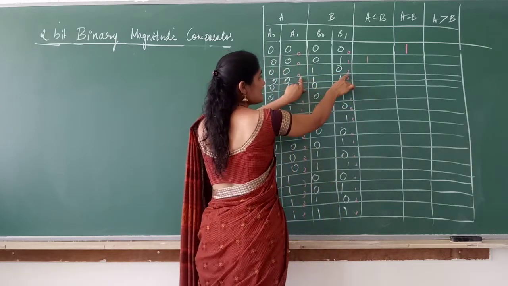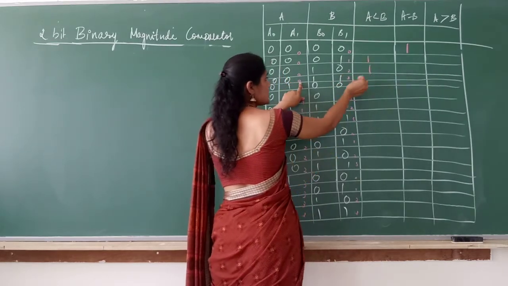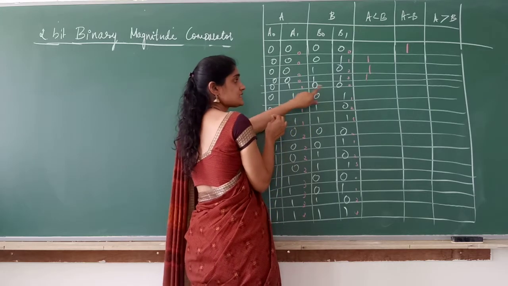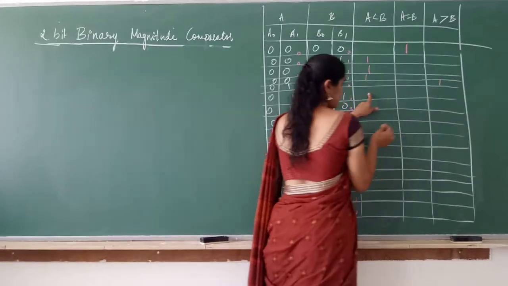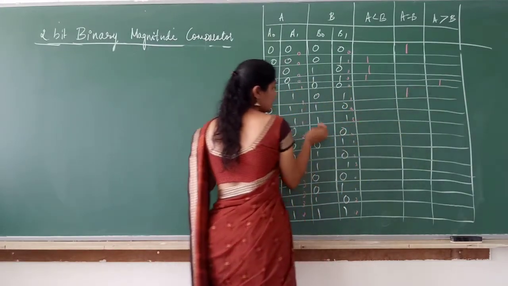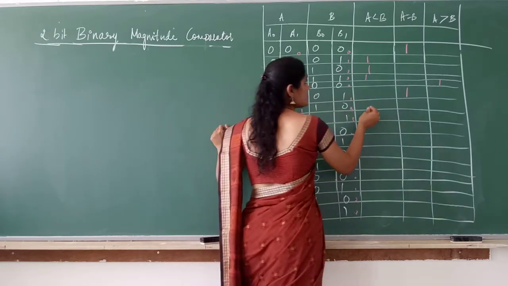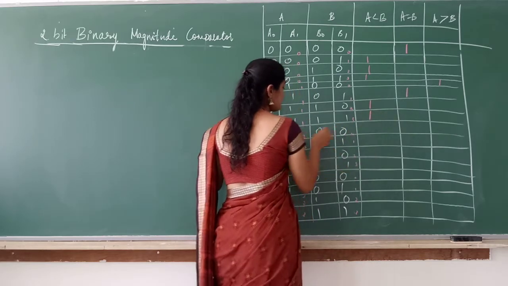A is 0, B is 2, so A is less than B. A is 0, B is 3, A is less than B. A is 1, B is 0, so A is greater than B. A is 1, B is 1, A is equal to B. A is 1, B is 2, so A is less than B, right? A is 1, B is 3, A is less than B.